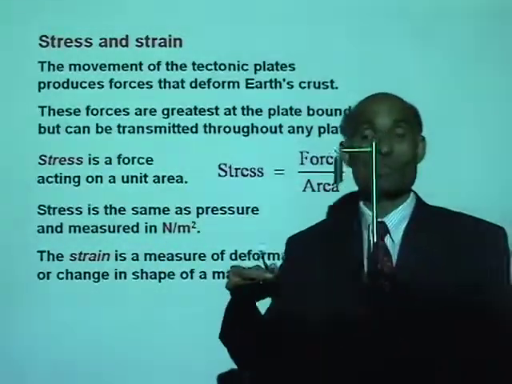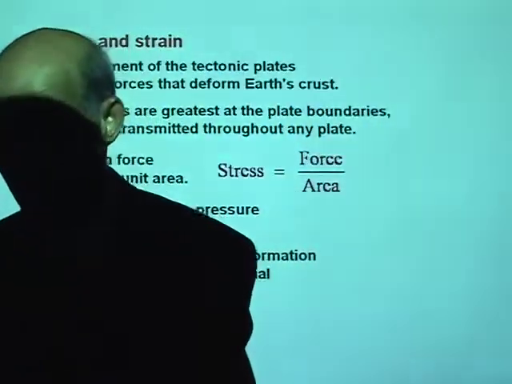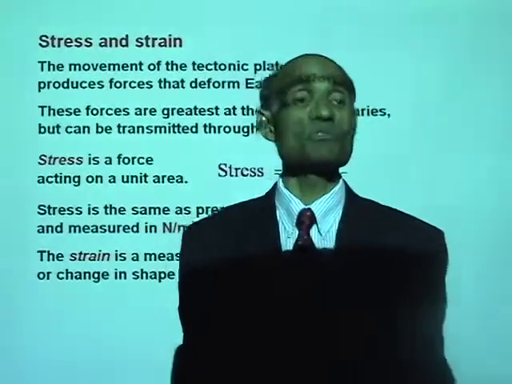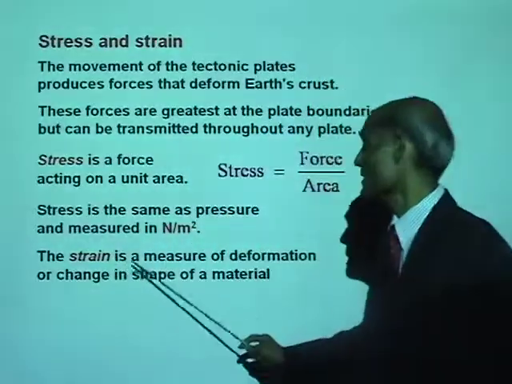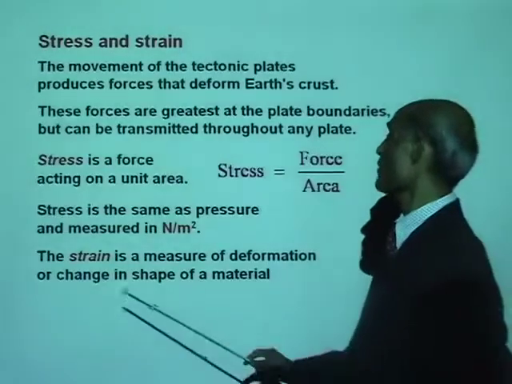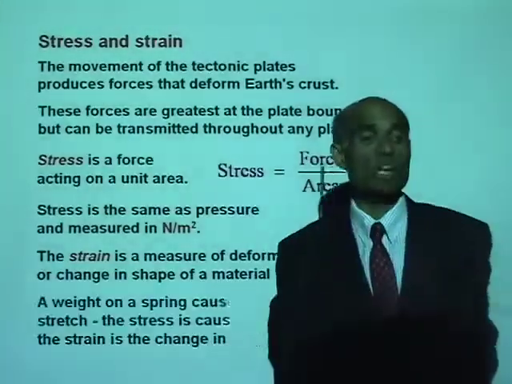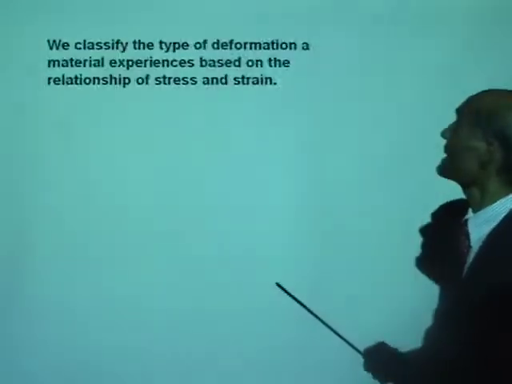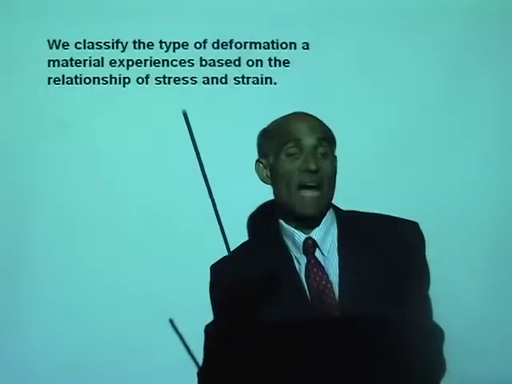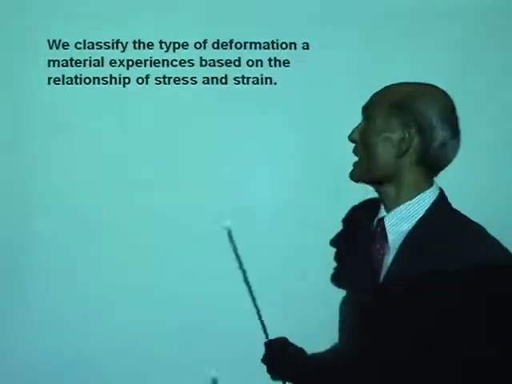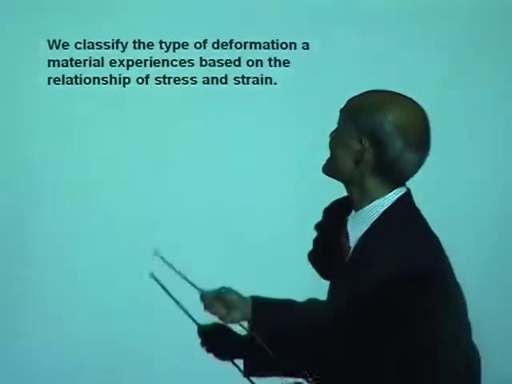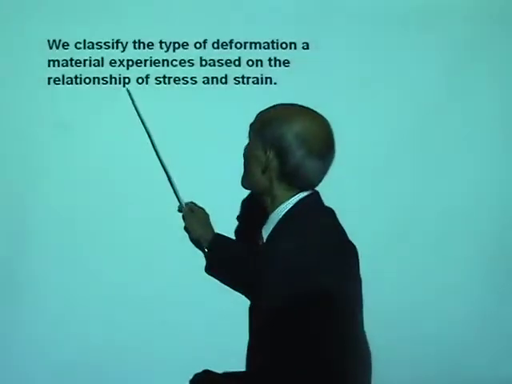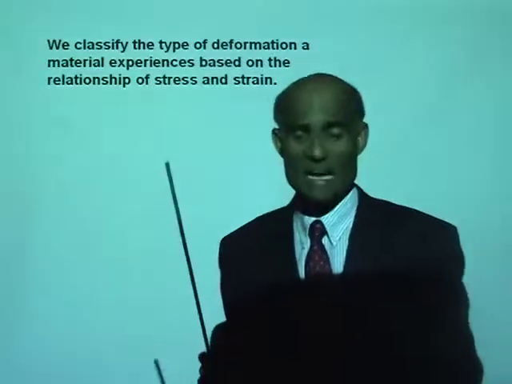All stresses produce a kind of deformation, and the deformation produced by a stress is called a strain. Strain is a measure of the deformation or change in shape of the material. I just talked about what the weight hanging from the spring does to the spring. Now we classify the type of deformation a material experiences based on the relationship of stress and strain.